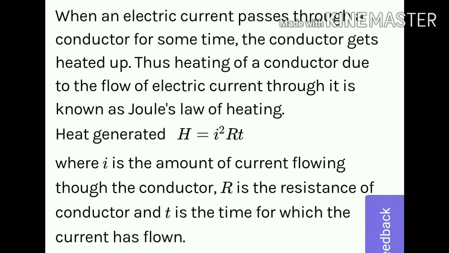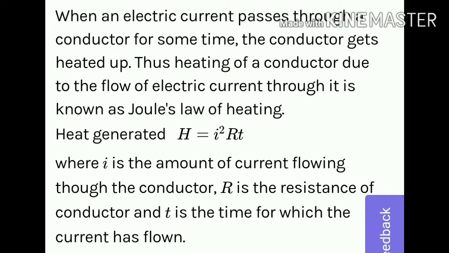Joule's law states that the heat produced in a resistor is directly proportional to the square of current for a given resistance and directly proportional to the resistance for a given current, also directly proportional to the time for which the current flows through the resistor. When we look at the formula, it is given as H = I²RT.